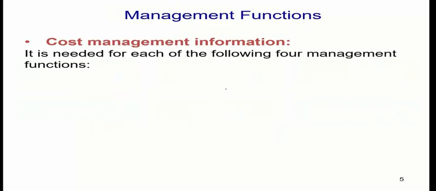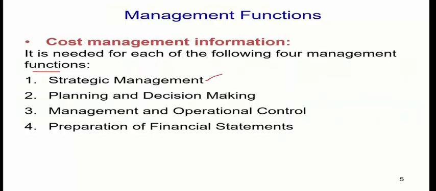So cost management information is needed for each of the following 4 management functions. Management does 4 things, and cost management is going to help in those 4 functions. 1 is strategic management, 2 is planning and decision making, 3 is management and operational control, and 4 is the preparation of financial statements. We're going to cover each one of those separately, just kind of real quick, to see how the management accountant fits in the picture of the company.